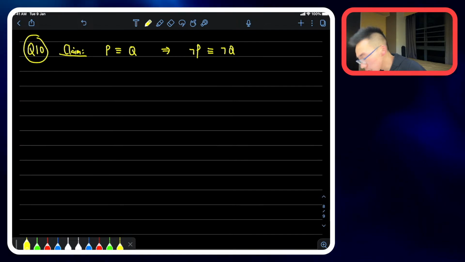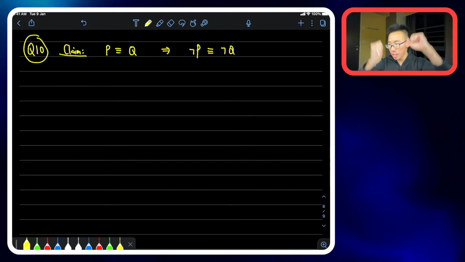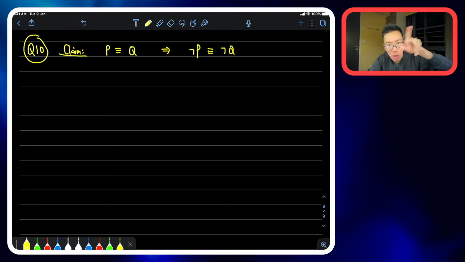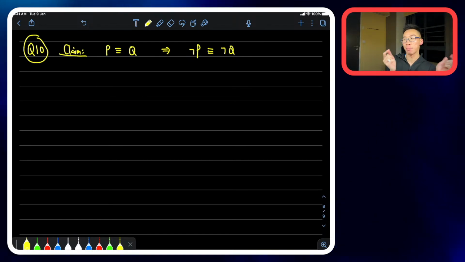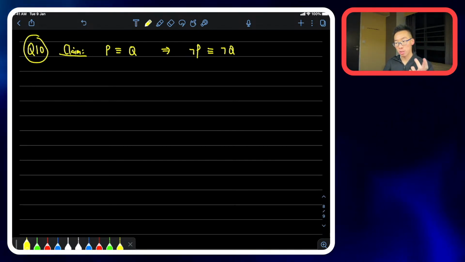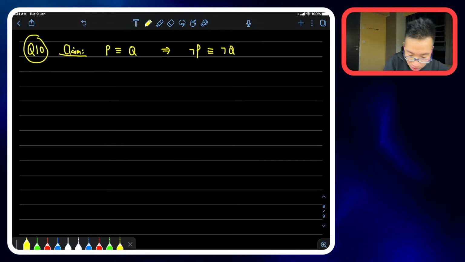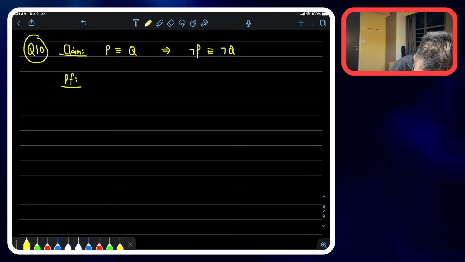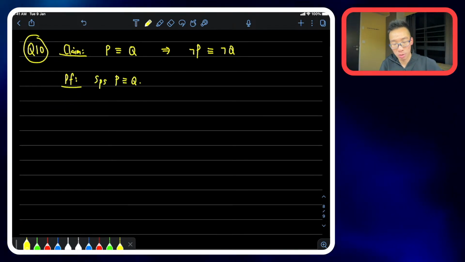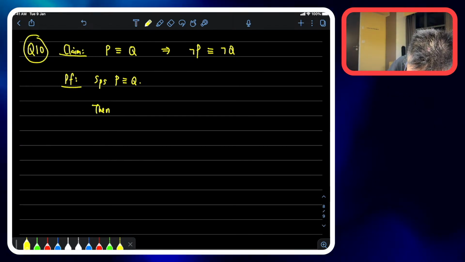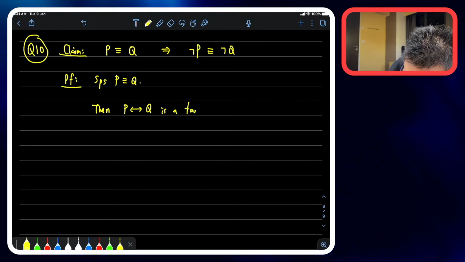And in terms of the proof, we actually can use 1.7. We've already seen what happens when we get equivalences like this. Equivalences tell us that the biconditional will be tautological. So let's go ahead with that idea and work things out. So here's our proof. Suppose P is equivalent to Q, then P precisely when Q is a tautology.